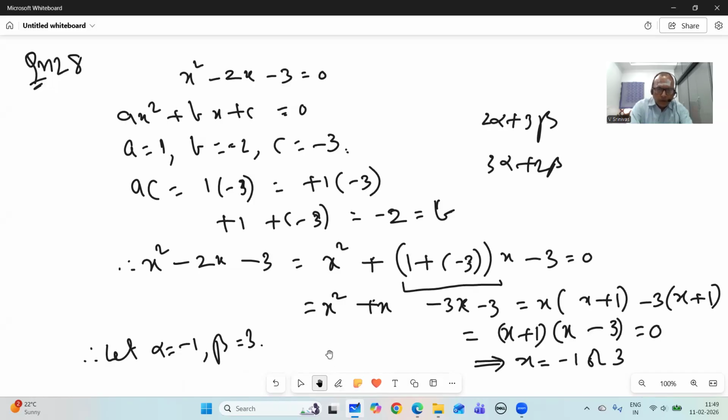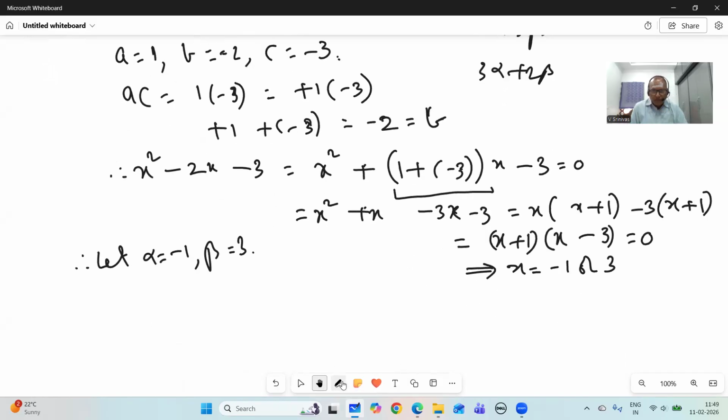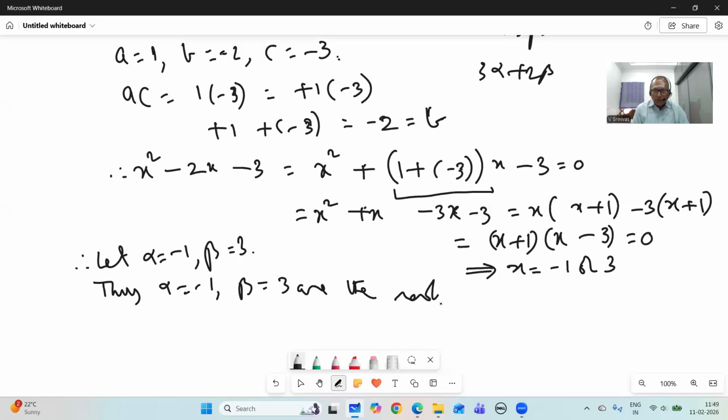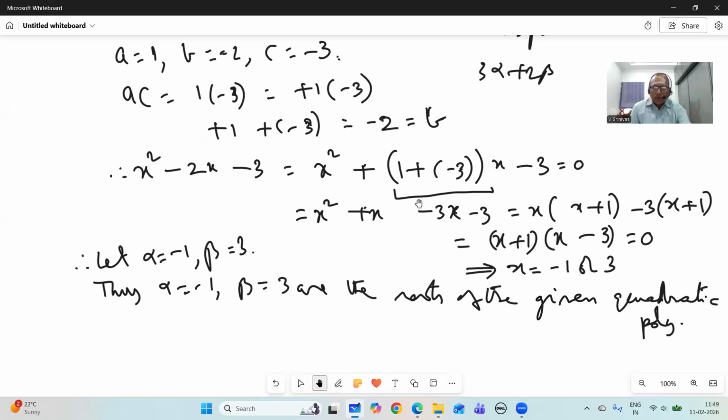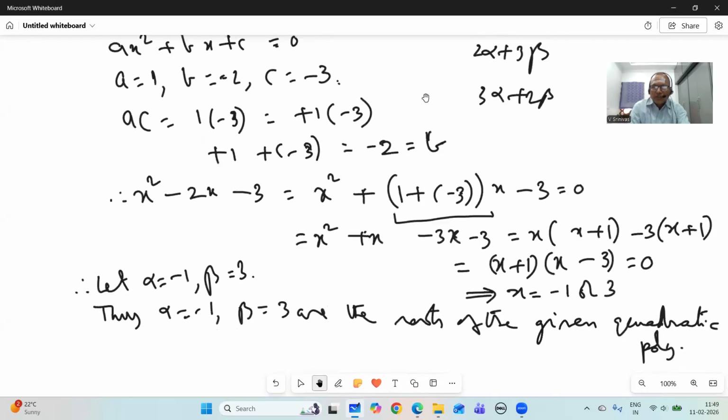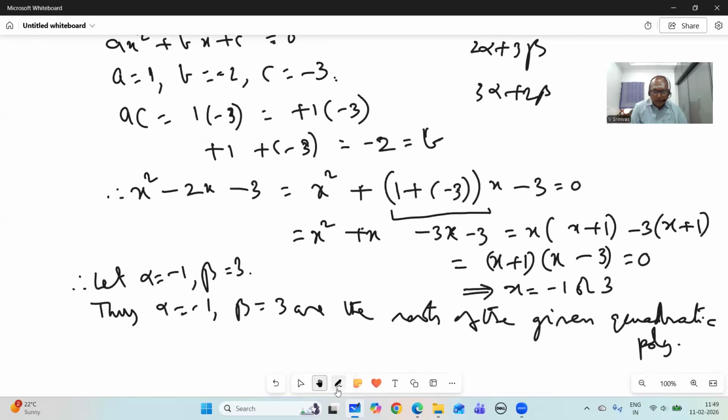Thus alpha equal to minus 1, beta equal to 3 are the roots of the given quadratic polynomial. Now let us form 2 alpha plus 3 beta and 3 alpha plus 2 beta.